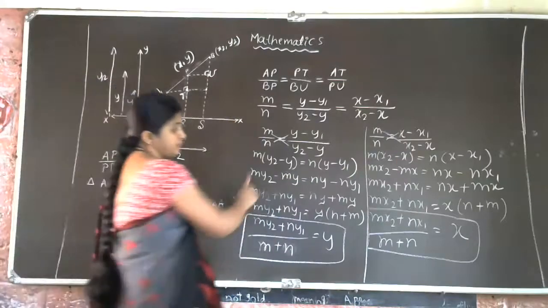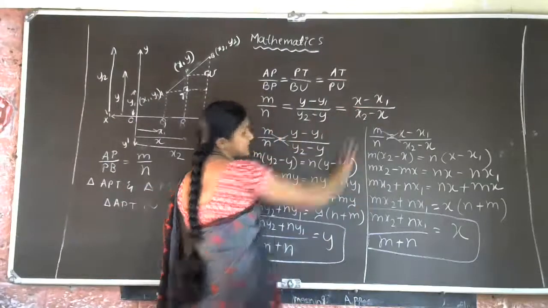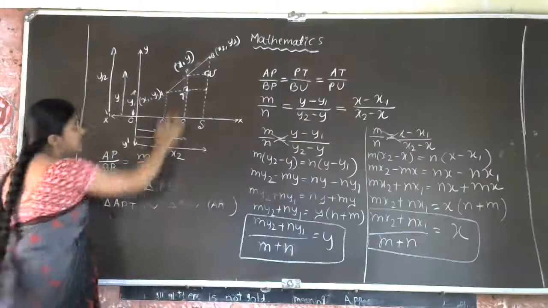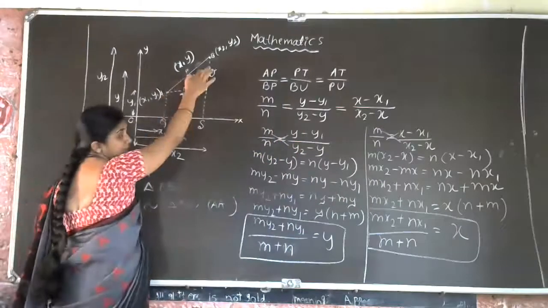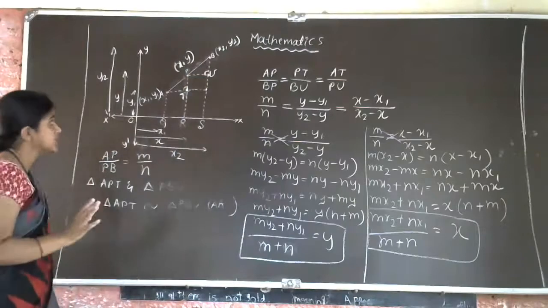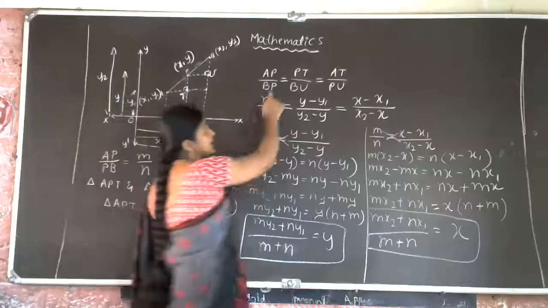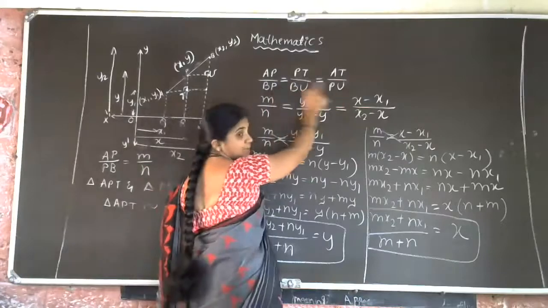So how did you get these two steps? You have got the idea, no? Once again I will clarify this one. First, we have to take these two triangles. These two triangles are said to be similar according to construction. So then, according to the similarity criteria, the corresponding sides are in proportion.